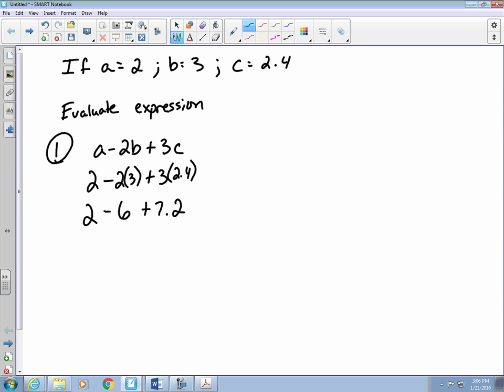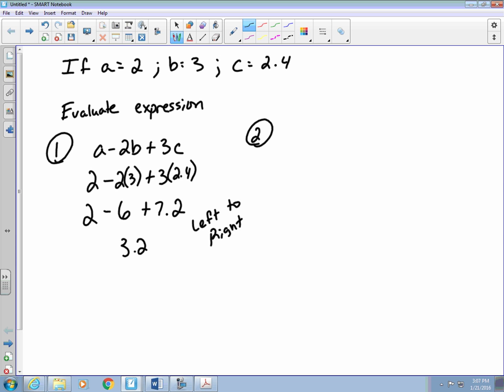If you have a red calculator, you can just type it in: 2 minus 6 plus 7.2, and you're going to get 3.2. The key here is just to make sure you do it left to right. Don't just jump in the middle, or else that's what's going to make it wrong.